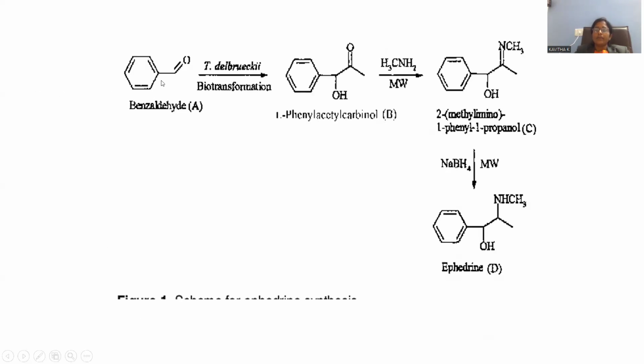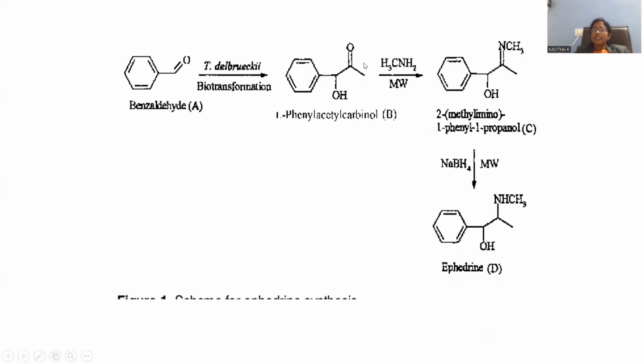Benzaldehyde is to be taken, and then a biotransformation is carried out. Whatever aldehyde is there turns into a hydroxy, and the acetyl group is added on this carbon atom. So phenyl acetylcarbinol, what we just saw, the key intermediate, is generated. This phenyl acetylcarbinol, L-PAC, is to be subjected to reaction with methylamine. Methylamine will be treated under microwave irradiation conditions. This is purely called a green reaction pathway.